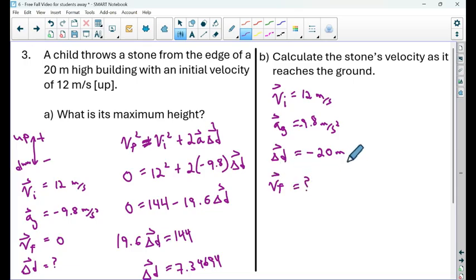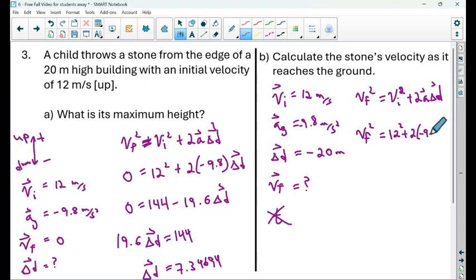Now we say final velocity. We don't know, but that's what we want to find out. And I notice time is not involved here. So again, I'm going for that equation 5. Final velocity squared is initial velocity squared plus 2 times acceleration times displacement. Final velocity, we don't know, so we're going to leave it in there like that. Initial velocity is 12 squared. 2 times negative 9.8. My displacement's negative 20. Can I squeeze it in? Sure. Just barely on the edge there.